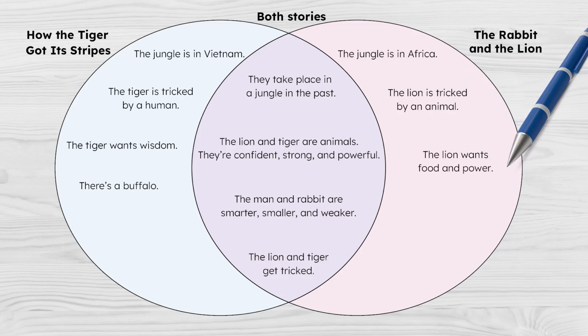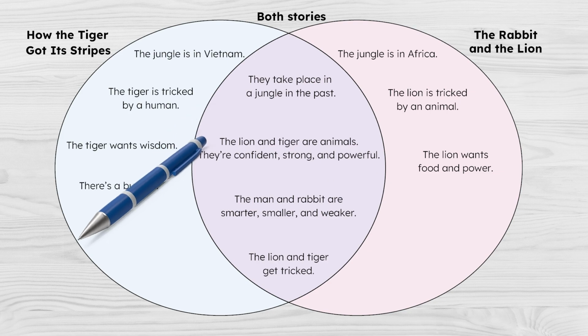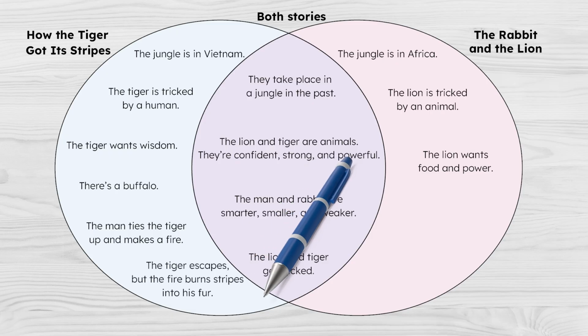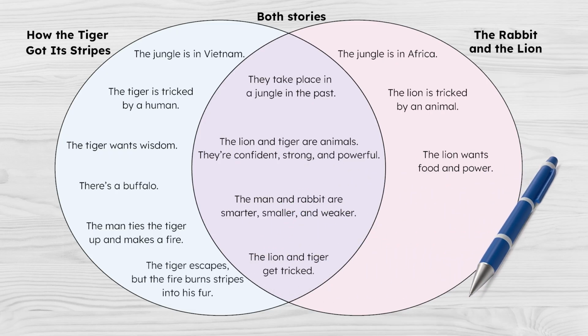This is an important difference that leads to all the other events. Next, let's focus on how both characters are tricked. How is this different in each story? In How the Tiger Got Its Stripes, the man ties the tiger up and makes a fire. The tiger escapes, but the fire burns stripes into his fur.